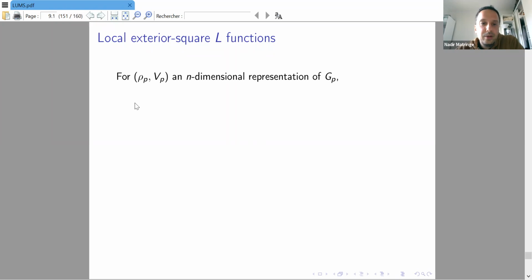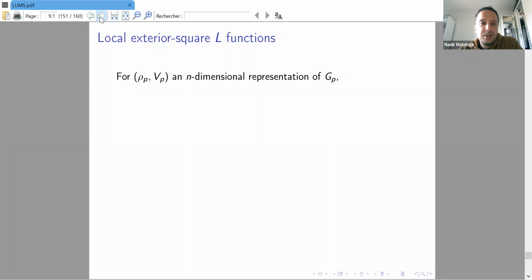So you take a rho_p, a p-adic representation of dimension n of G_p. So G_p is the absolute Galois group of Q_p. So you have a finite dimensional representation of this group. It means that rho_p is a homomorphism from G_p to GL_n.